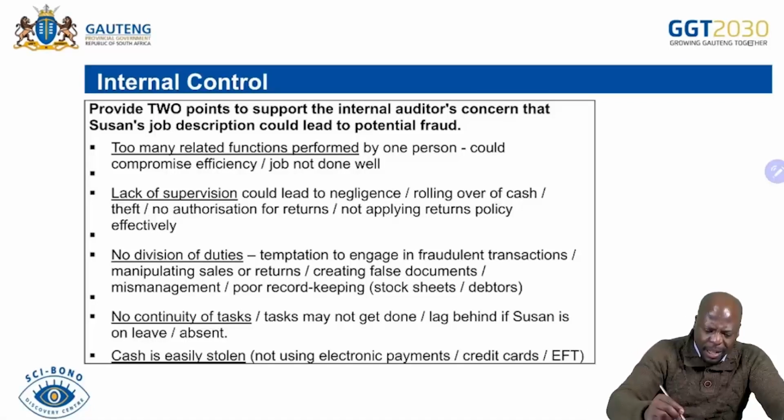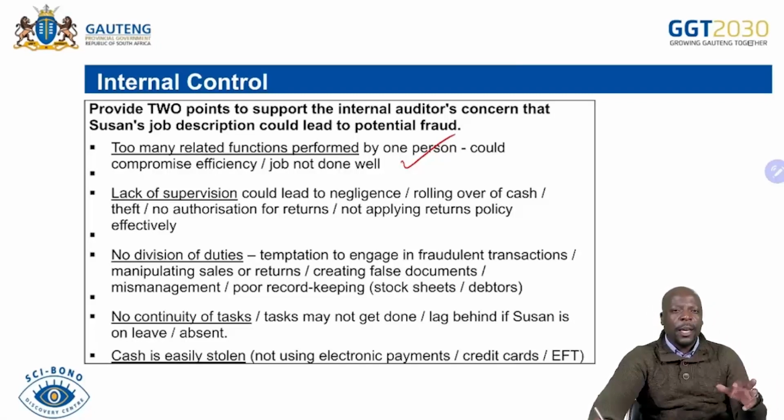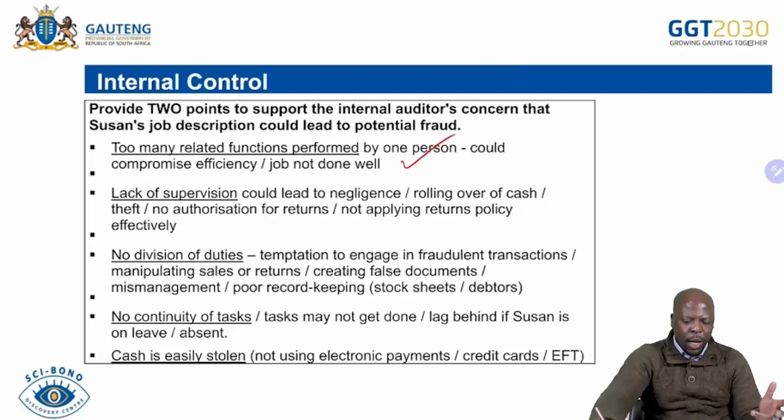there are too many related functions performed by one person which could compromise the efficiency of the job. In other words, if one person is doing many tasks, the aspect of efficiency gets compromised. So she is doing too many functions, so it will now lead to inefficiency in some of the aspects.